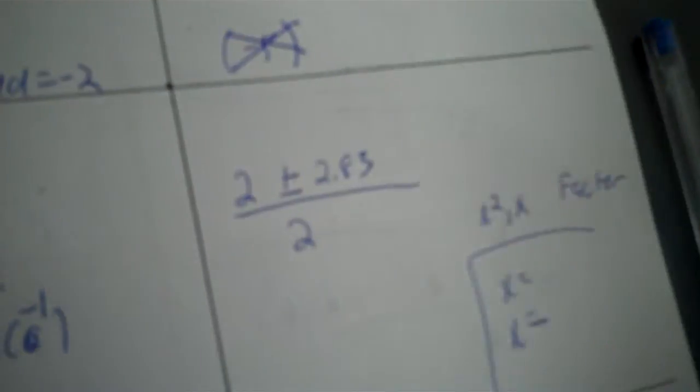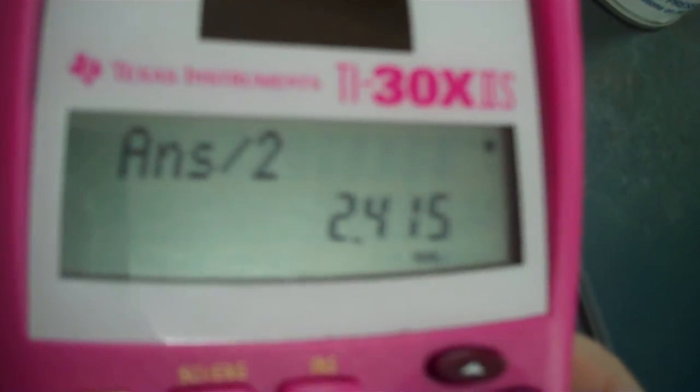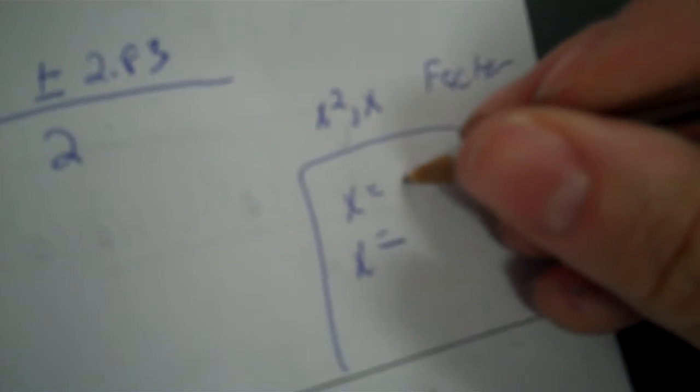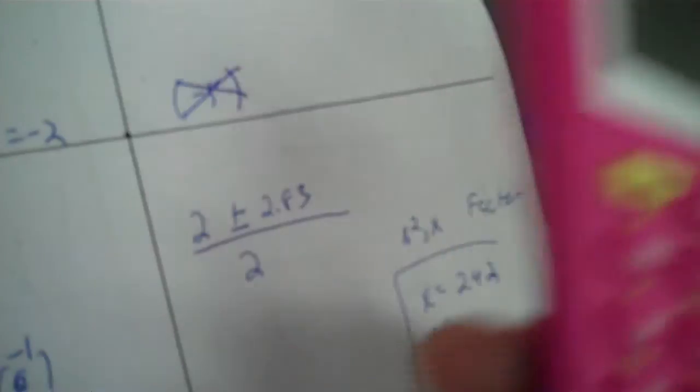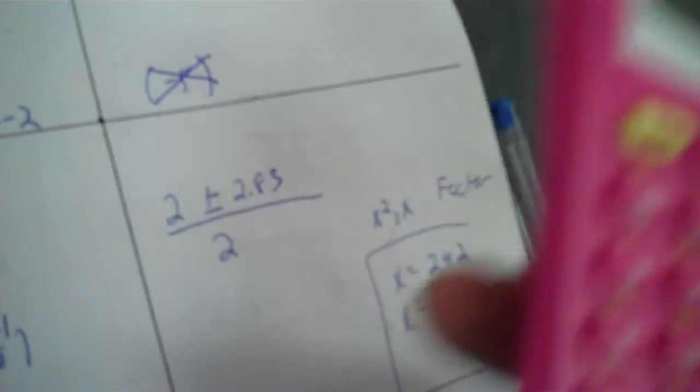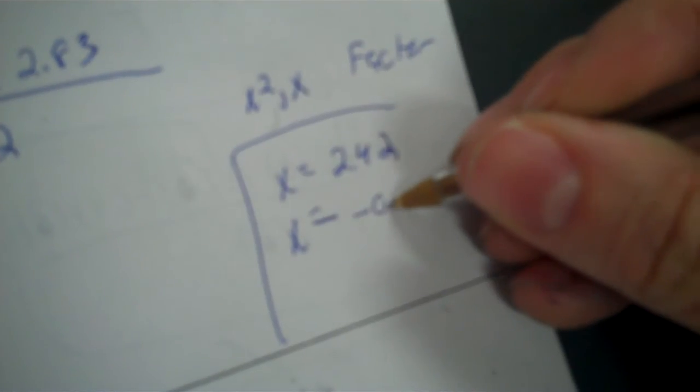Now you're like, isn't that supposed to be positive, negative? Yeah, it is, but I already have that right here. Okay, so you take 2 plus 2.83, click equals, then divide by 2. 2.42 or 41. Then 2 minus 2.83, divide by 2, negative 0.42. If you put 41, that's fine. I don't really care.